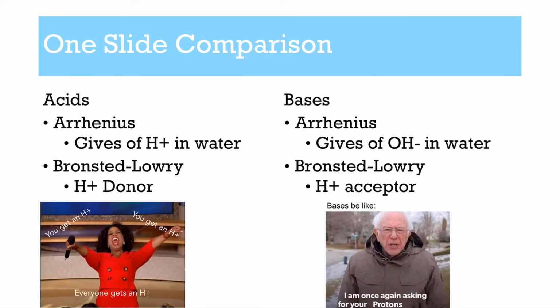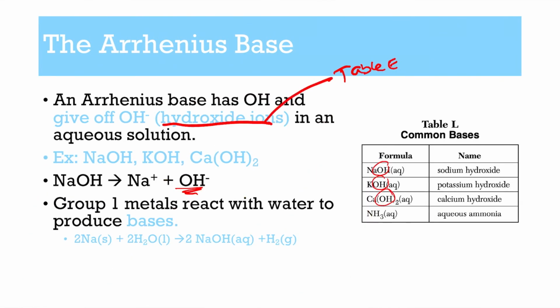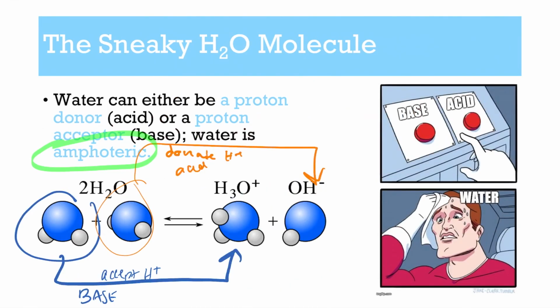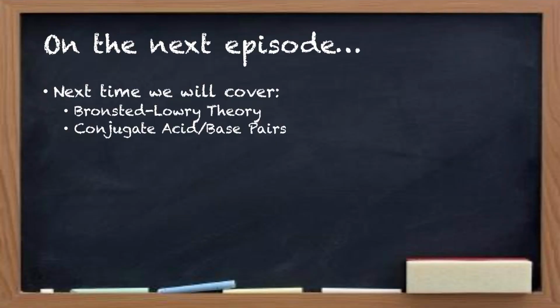So just to wrap everything up with the one slide comparison, again, for acids, we're always talking about H+. Arrhenius says it gives off H+ in water. Bronsted-Lowry says, oh hey, yeah, I agree, they definitely give off H+. Bases, on the other hand, Arrhenius said they give off OH-, and Bronsted-Lowry said they accept H+. So if we go back very quickly to Table L, the common bases, NH3 is a base because it is able to accept another H, and it forms something else, which we'll get into later.